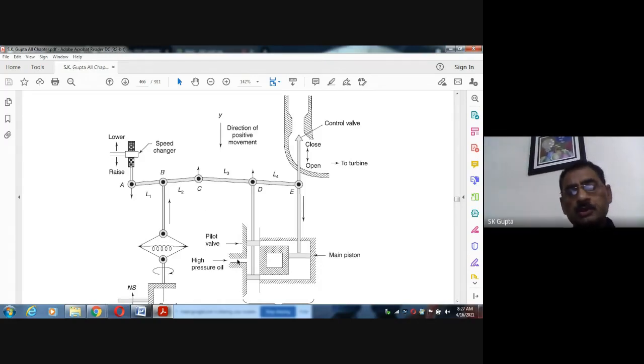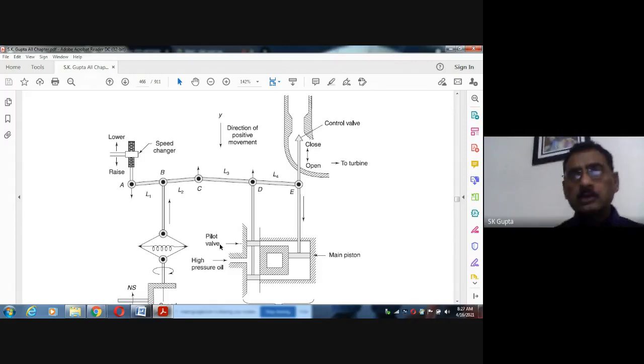This process is automatic. When the output is high, this is an automatic process to make input equal to output. But by that time, what happens? By that time, the speed has gone down, and we want not only input equal to output, we want the frequency to again come to the normal frequency. That's why we raise this.